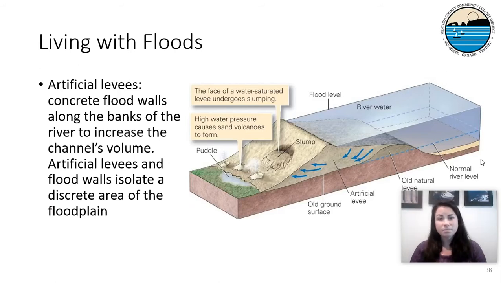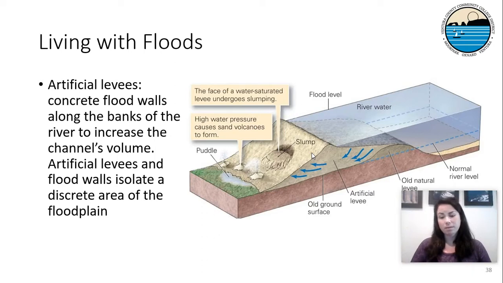Okay, so like I said, there's things that we can do to try to prevent some of these flooding events. And we often try this ourselves. We create these artificial levees. This is like a concrete flood wall along the bank of a river to increase the channel volume. So these levees isolate the area of the floodplain. Sometimes they occur naturally, but typically man-made structures are there to try to prevent some of these large flooding events.